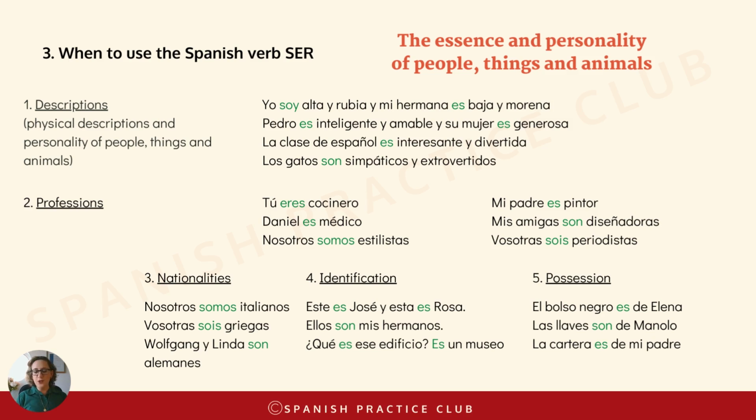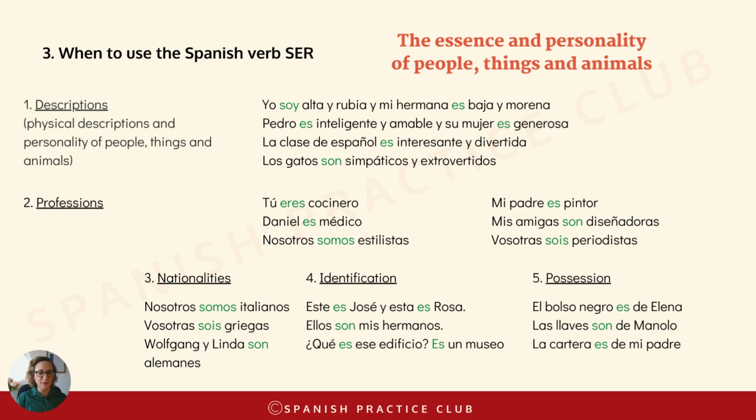So the first use of the Spanish verb ser will be for descriptions. And when we say descriptions, we are talking about physical and non-physical descriptions. For example, yo soy alta y rubia y mi hermana es baja y morena. I am tall and blonde, and my sister is short and dark-haired. I am talking about physical descriptions.